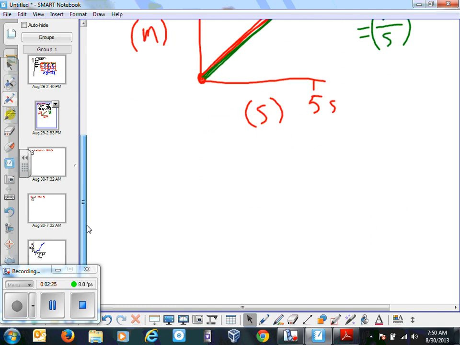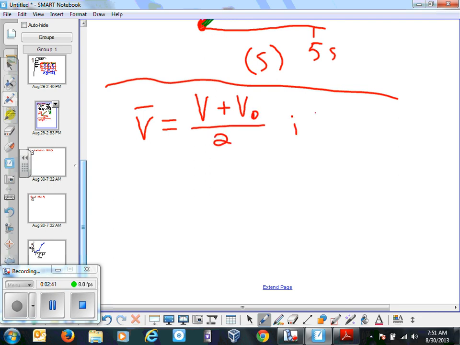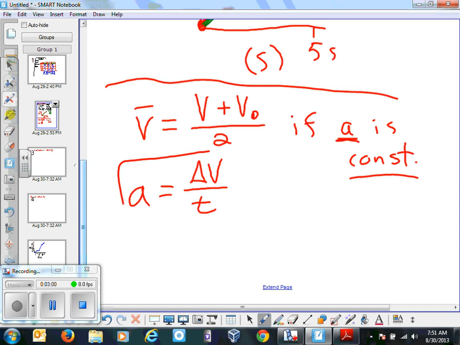Now I will give you one more velocity formula. So average velocity can also be v plus v initial, or v sub naught, divided by 2 if the acceleration is constant. So that's kind of a teaser for the beginning of next week. You don't really need this for today's formula, but acceleration is the rate of change in velocity per time. So we'll talk about that next week, but that is another average velocity formula.